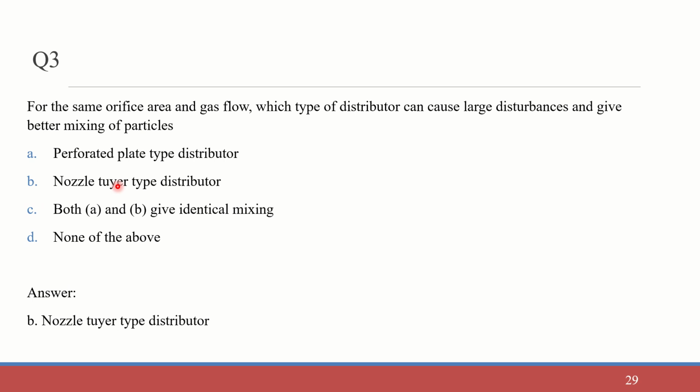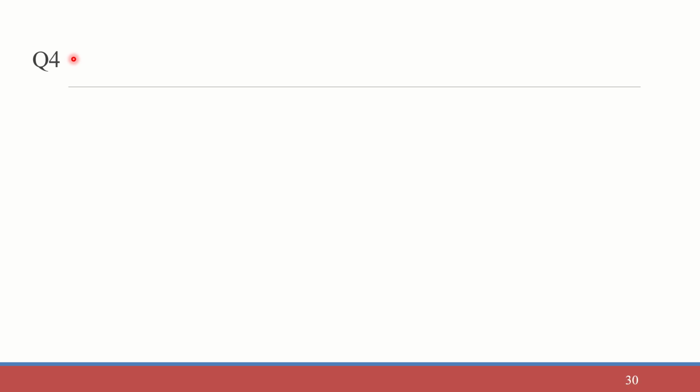Why do we go for such complicated designs like nozzle tube type distributors? Because for the same orifice area and gas flow, they offer better mixing of particles than what we can get through a perforated plate type distributor. So that is the advantage. Now let us go to question 4.